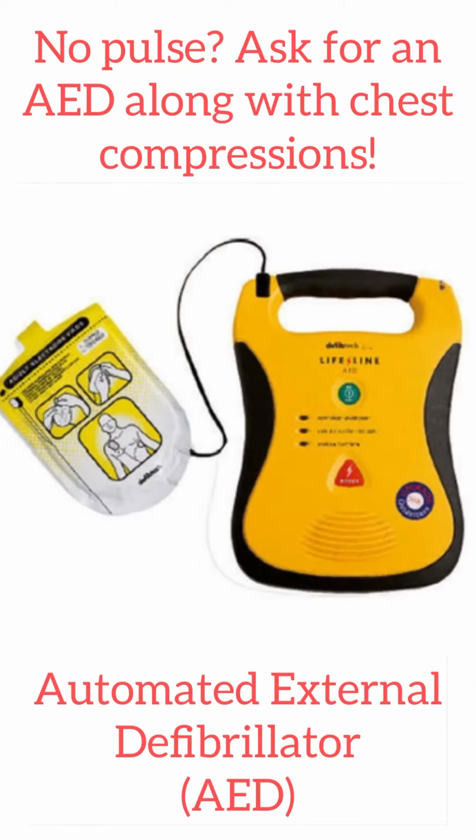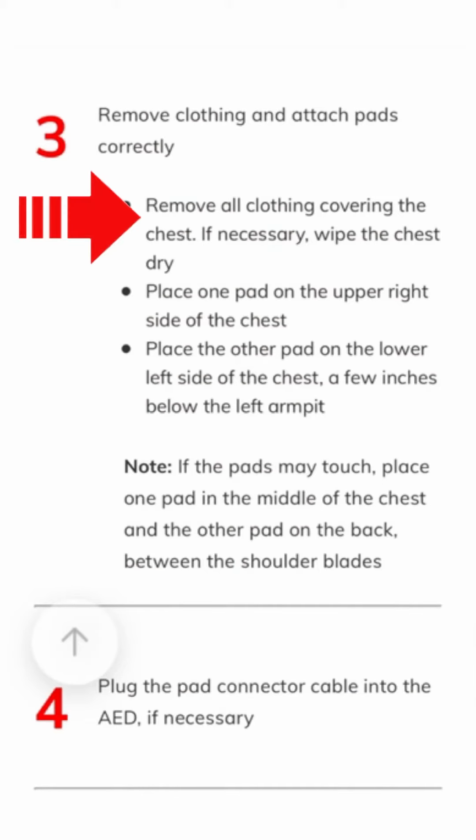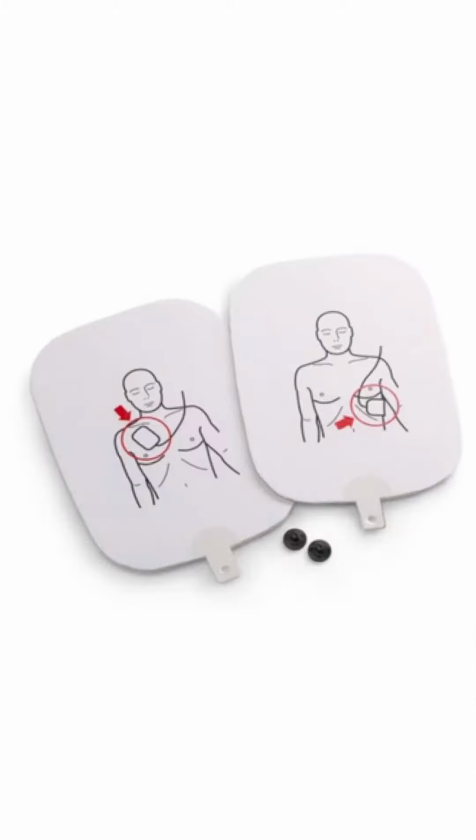The next step is to ask for an automated external defibrillator if one is available at the site. If yes, all you have to do is put the paddles of the defibrillator as explained on them on the site of the chest. So it will be mentioned on the paddles where you need to put these on the chest. Place it according to that.